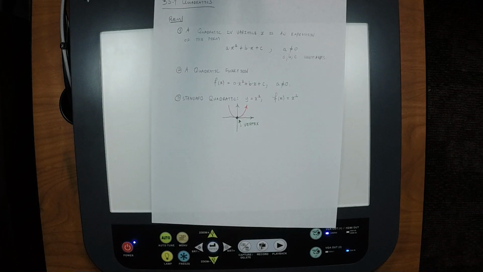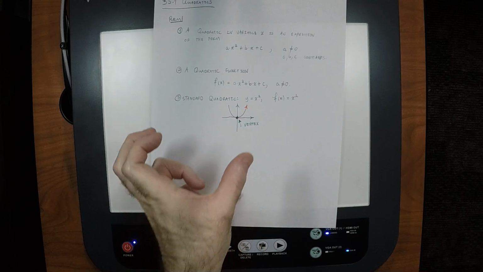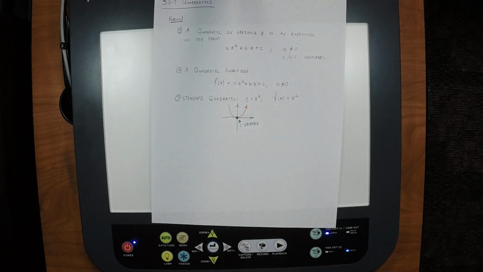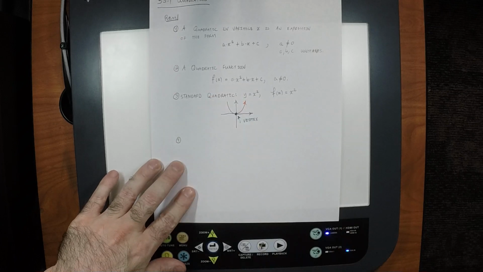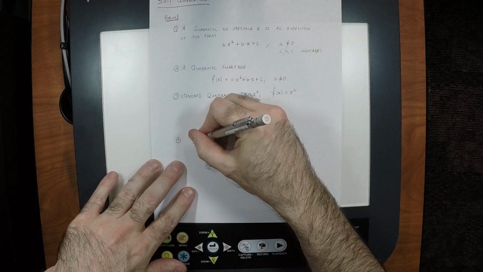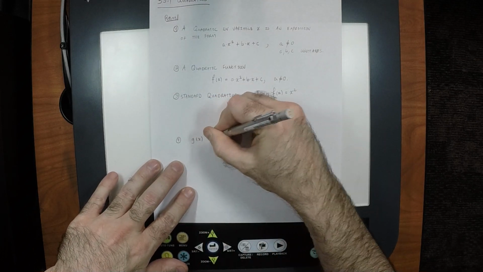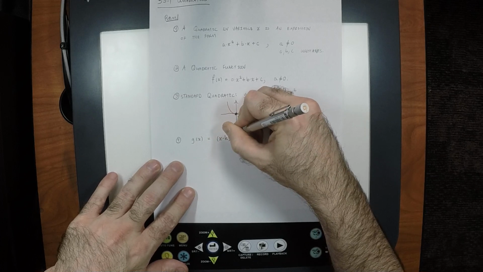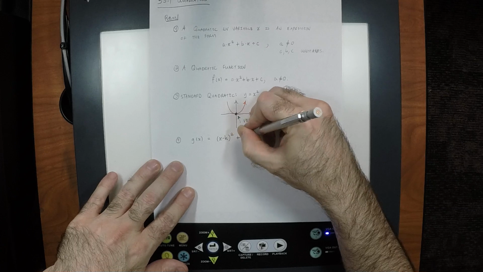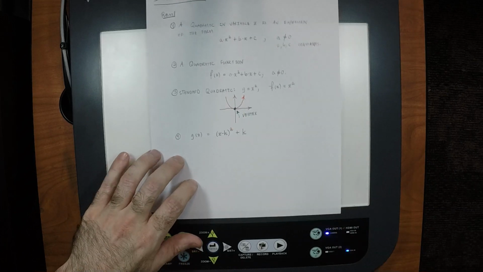And if we do some horizontal and vertical shifts, then all that's going to happen is that this quadratic is going to move around, and its vertex is going to move around with the whole thing. So, for example, I could say, what about this function? G of x is x minus h squared, and then plus k. So what would that look like?